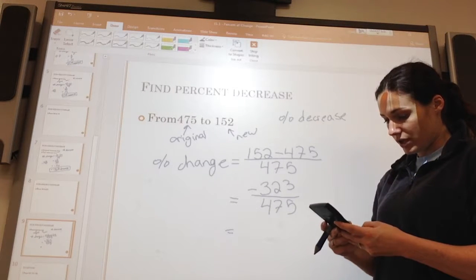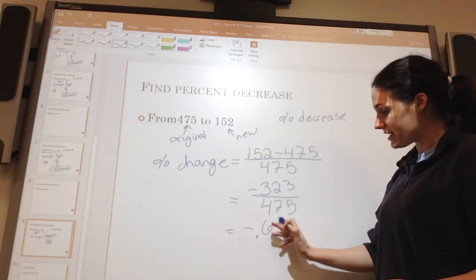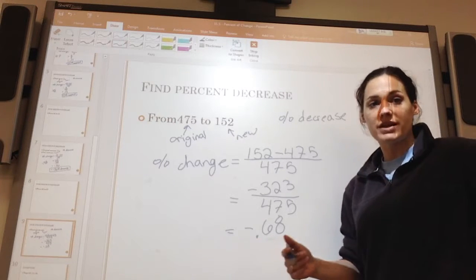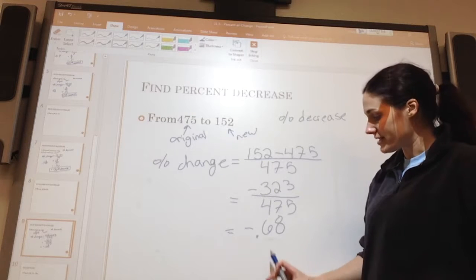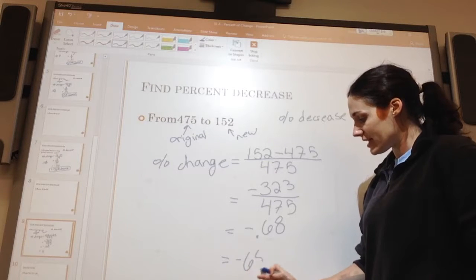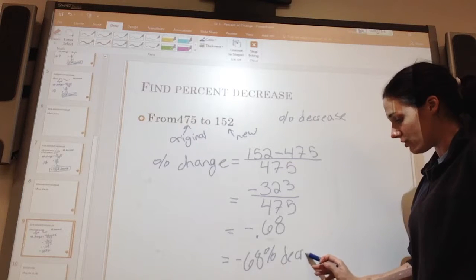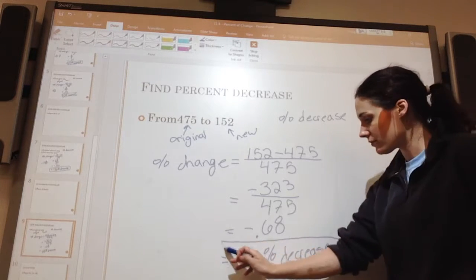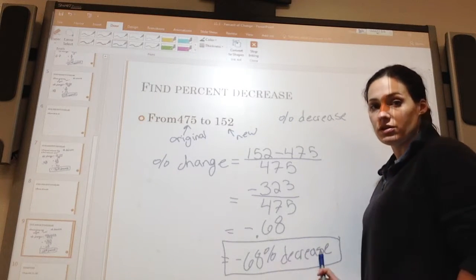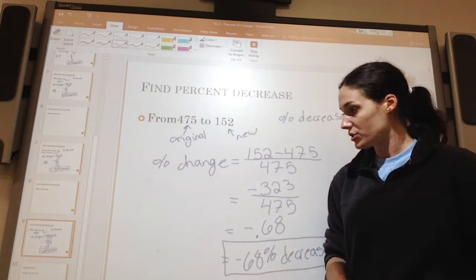So 323 divided by 475, negative 0.68. Now, this one doesn't need any rounding because your decimal is only 2 digits long. It is negative 0.68. That's it. So don't round that. Leave it just the way it is. If you go from a decimal to percent, you move your decimal 2 places, and we get negative 68%. And we decided that was going to be a decrease. So a double check for the decrease is that you should end up with a negative percentage. You should not put increase here if that's negative. That doesn't make any sense. The negative and the decrease should always match.